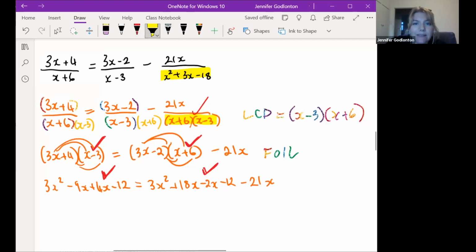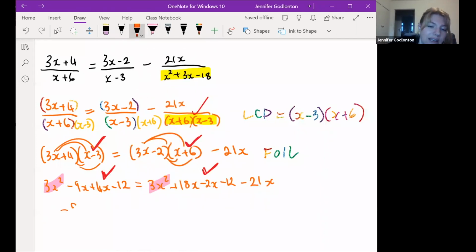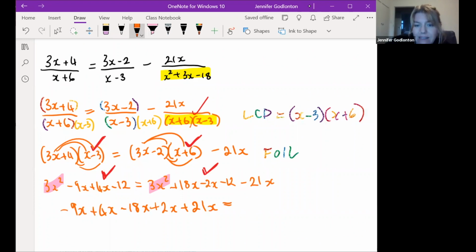Now, when we look at things, if we have a 3x squared on this side and a 3x squared on that side, they would cancel each other out because 3x squared minus 3x squared just goes away. Okay, so then it just becomes a linear equation. So we want to get our x's on one side and we want our numbers on the other side. So I've got negative 9x plus 4x minus 18x plus 2x plus 21x is equal to negative 12 plus 12.